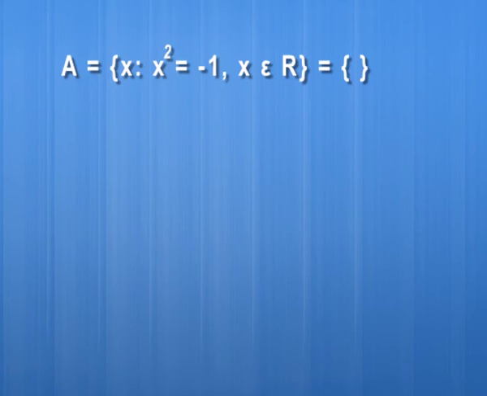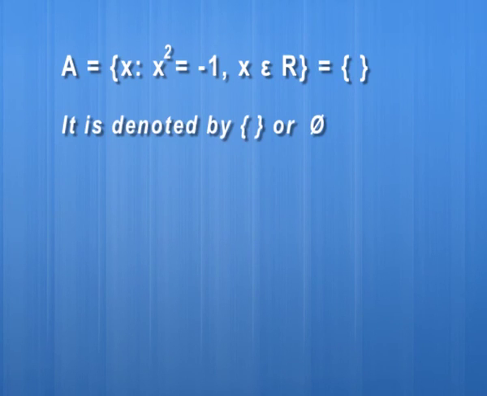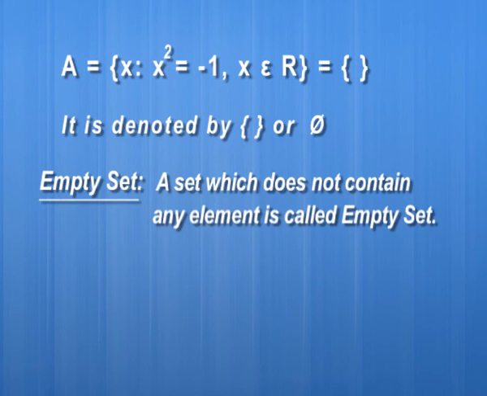So, can we write any number here using roster method? We cannot write any number here. So, this is a set having no element. So, the set in which we do not have any element is known as empty set, and the empty set is denoted by this Greek letter known as phi. The definition of empty set will be: a set which does not contain any element is called empty set.